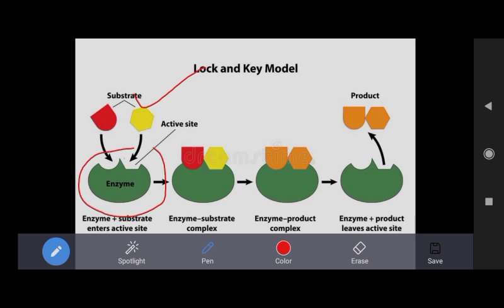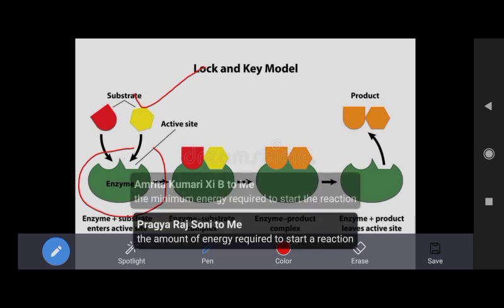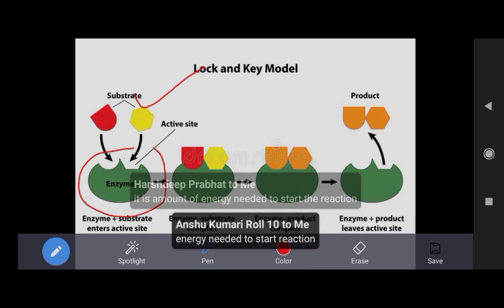After binding of the substrate, the activation energy. What is activation energy? Students, again I am throwing a question to you all. Just now in the beginning of the class I have discussed. What is activation energy? Tell me. Send your replies through the chat box. What is activation energy? The amount of the energy required to start a reaction.